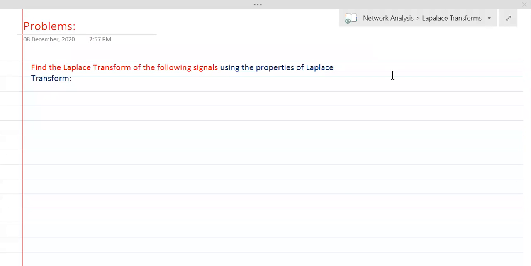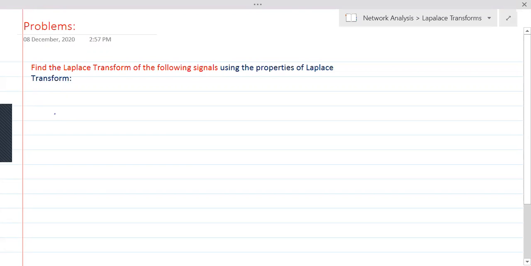The first problem, everybody take down this. They'll be giving us x of t, or any function they can give us. We need to find the Laplace transform for them. Everybody take down this.